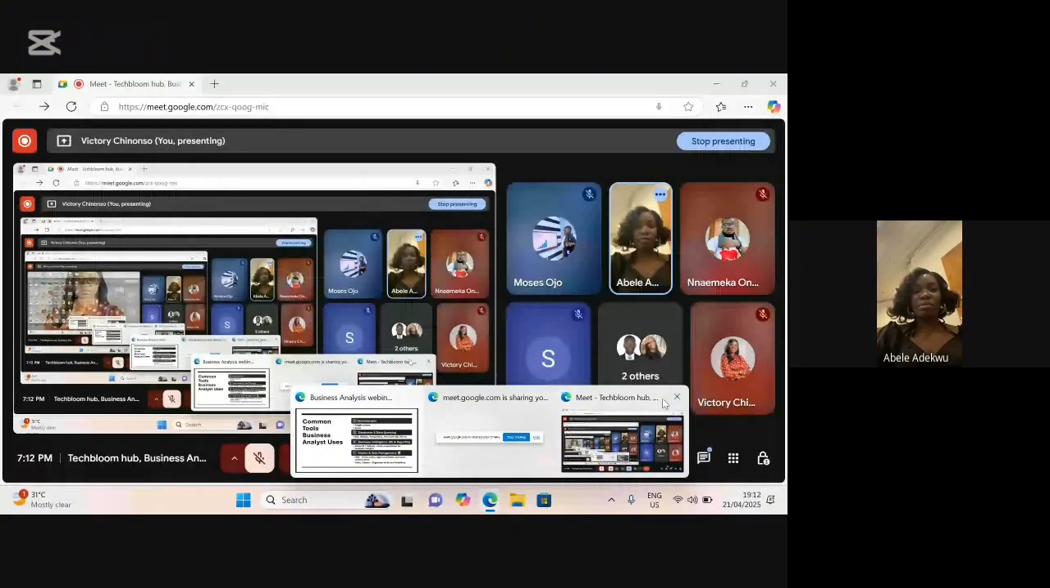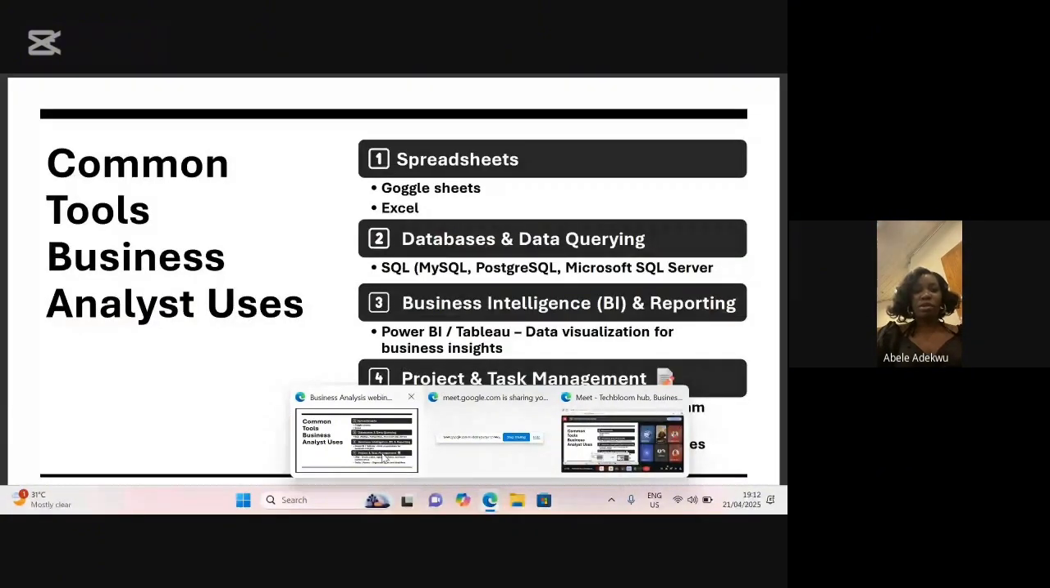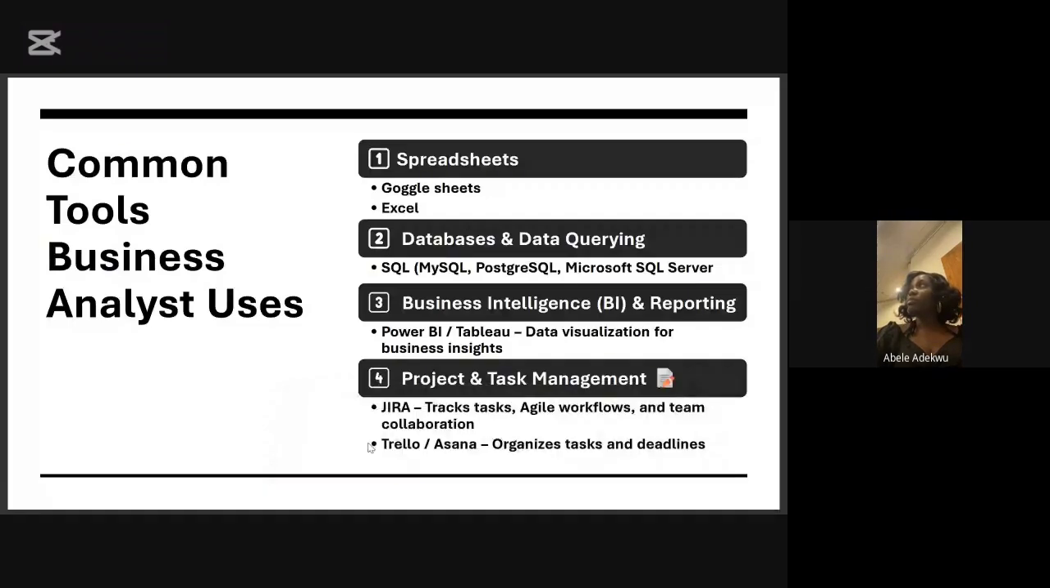So the common tools business analysts use, first of all, we have project and task management. A business analyst is in charge of tracking tasks. They use systems like Jira, and these systems help us to track tasks. They help us to prioritize tasks. Jira breaks down the tasks into things called sprints. Sprints are mini-size chunks of tasks, so that you won't have to do everything at once. So you break it down into sprints.